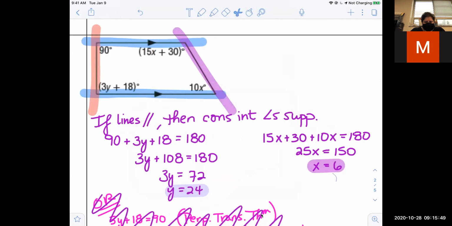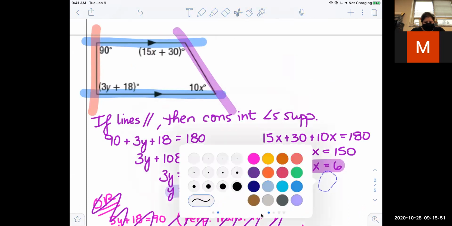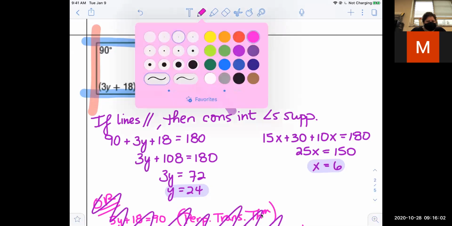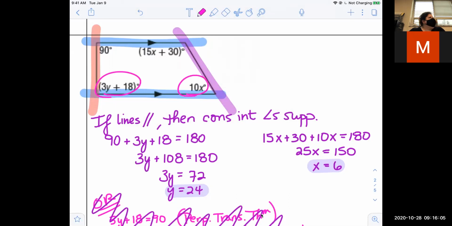Questions about the solving of the equations or anything on that one? So do these two angles have to be supplementary? Will that angle and that angle be supplementary? Is it a yes or a no? Okay, how are they related in terms of like corresponding and that kind of stuff? Michael? Okay, they're also consecutive interior.